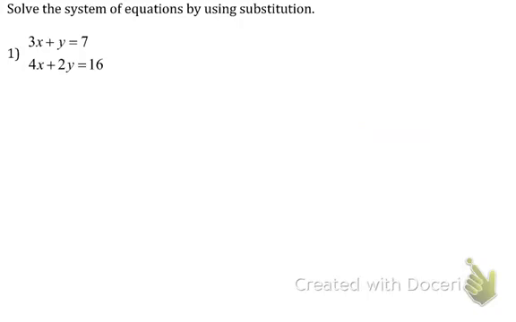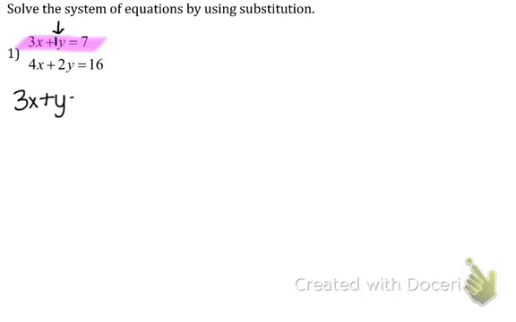Let's start by solving this first system using substitution. In order to use substitution, we are going to need to isolate a variable. So that means get one of the variables by itself on one side of the equal sign. So if I look at my two equations and how they're set up, I'm going to use the first equation in order to isolate the y, because the y has a 1 as its coefficient. That's going to be the easiest for me to isolate.